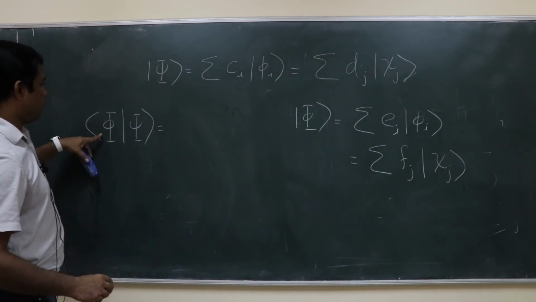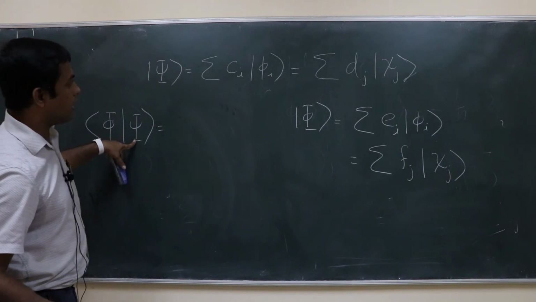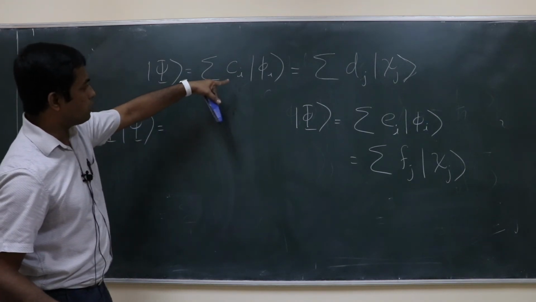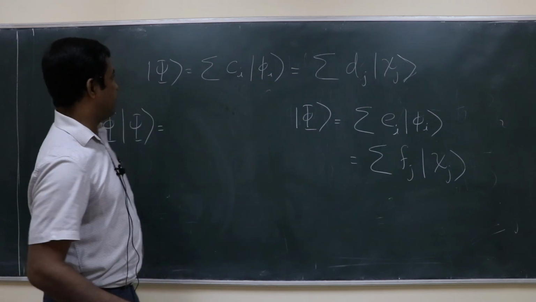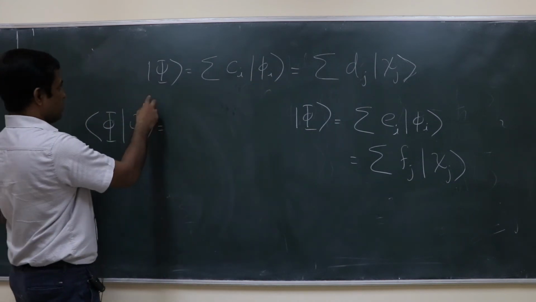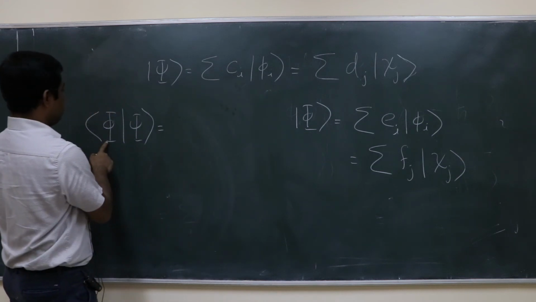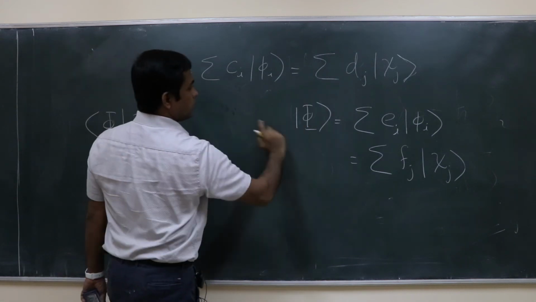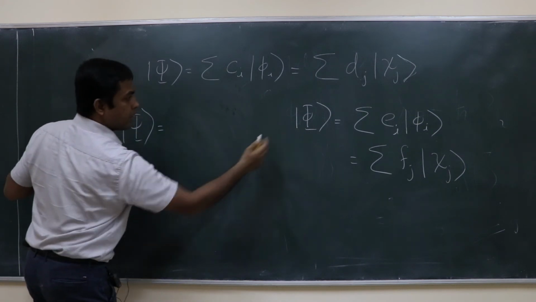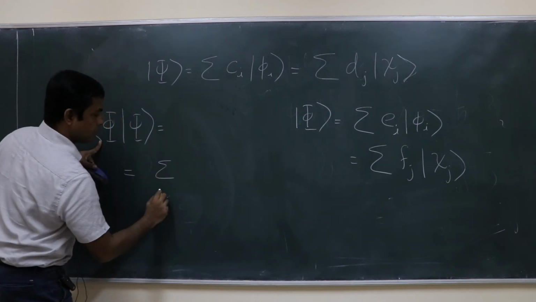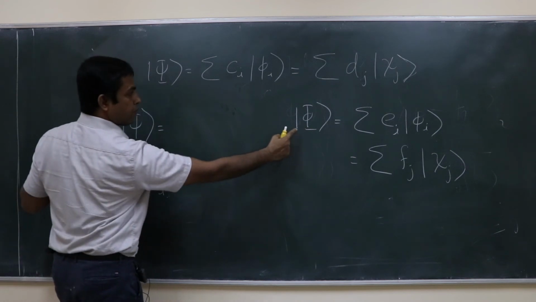So now let me find out phi with psi, where phi and psi are expanded in phi i and chi j. So ket psi I can expand in this form, and bra phi I can expand in this form. So what will I get? What is bra phi from here, the summation over i? Can you tell me what bra phi is from here?